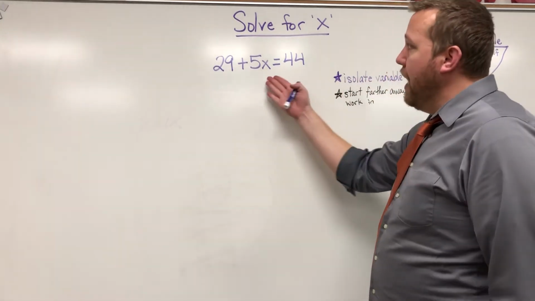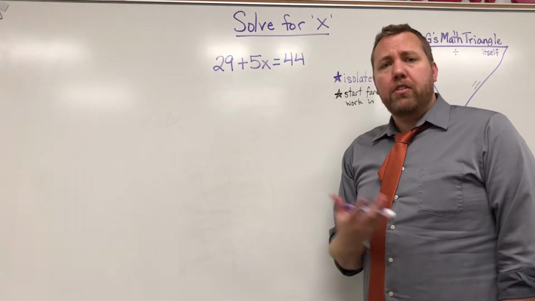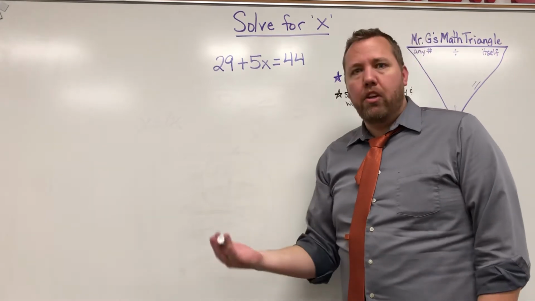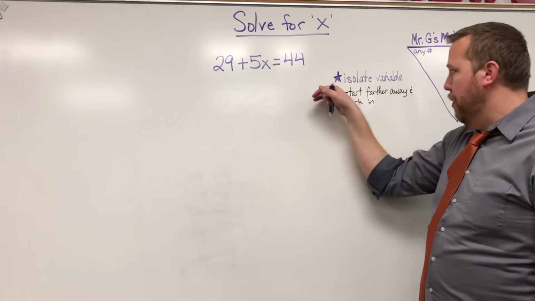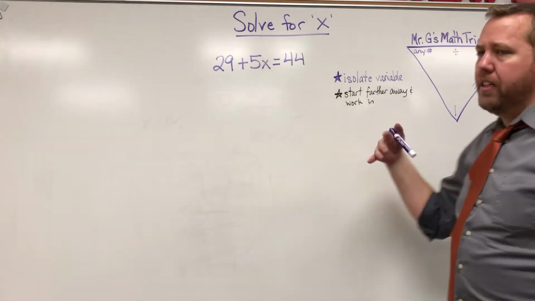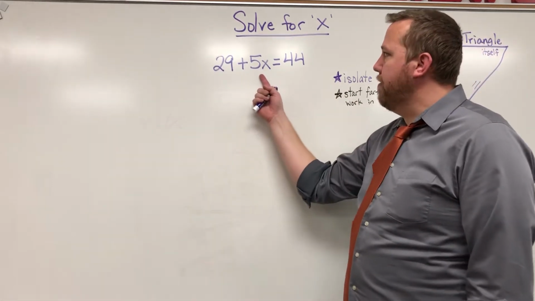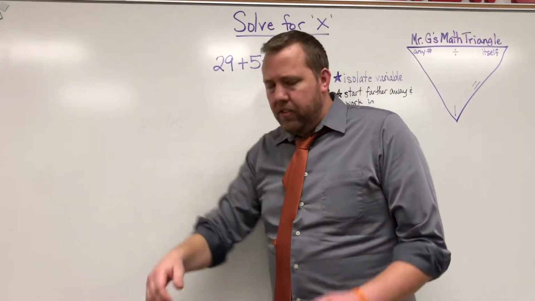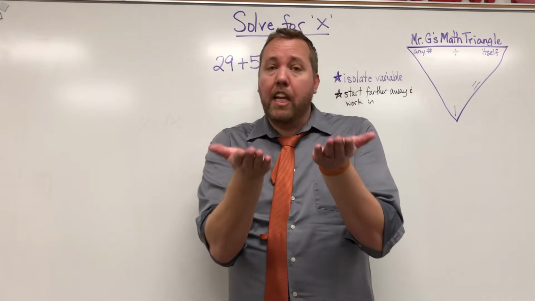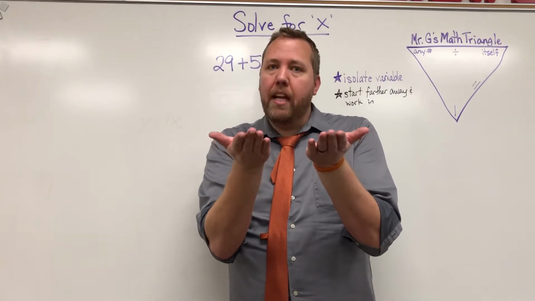Okay, so we have this. We want to solve for x. We want to find the value of x. Okay, so isolating the variable. Little reminder, we want to start farther away. So right here we have 5x, 29 plus 5x equals 44. Here's something we need to remember. Both sides of that equal sign need to remain equal.